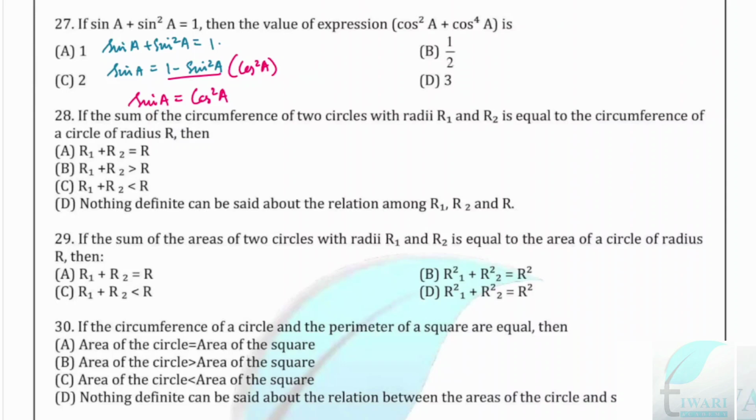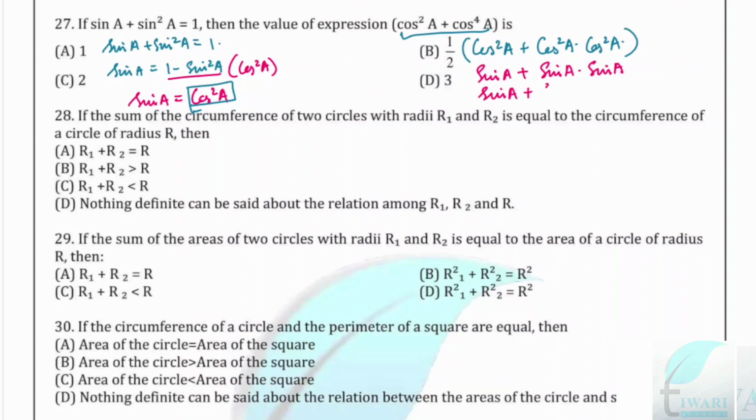And now coming to this expression, cos square A plus cos raised to the power 4 A can be written as cos square A plus cos square A into cos square A. So substituting sin A in place of cos square A, we get sin A plus sin A into sin A, that is equals to sin A plus sin square A, which is again the same term, which is equals to 1. So the answer is option A.